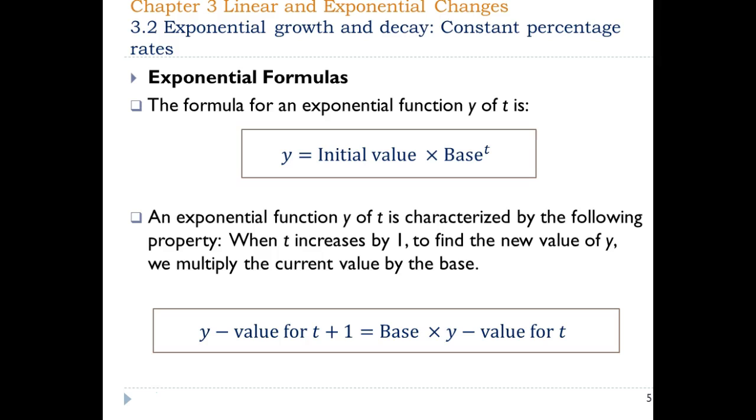An exponential function y of t is characterized by the following property. When t increases by 1, to find a new value of y, we multiply the current value by the base. The y value for t plus 1 is base times the y value for t.